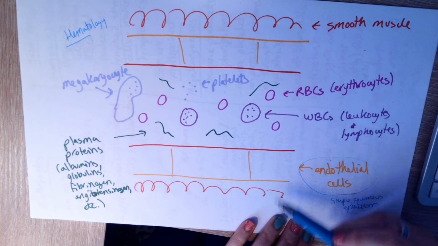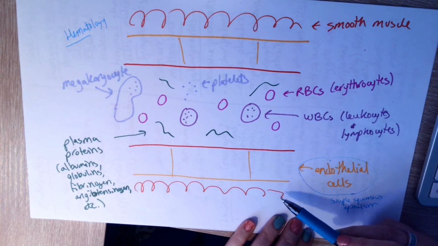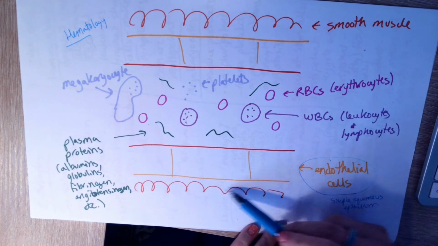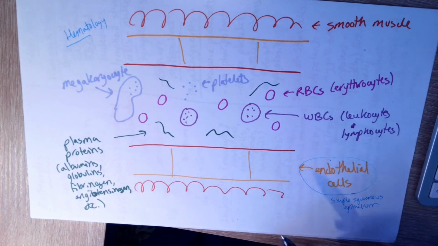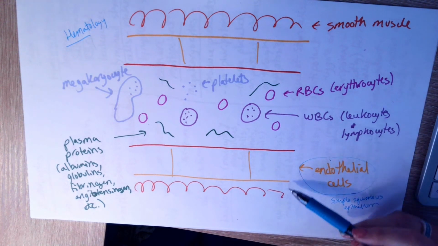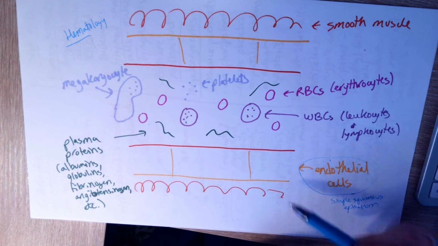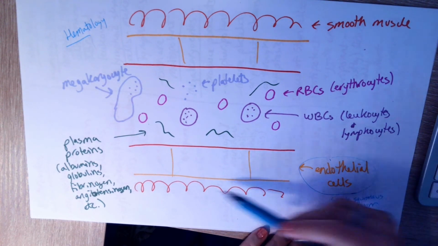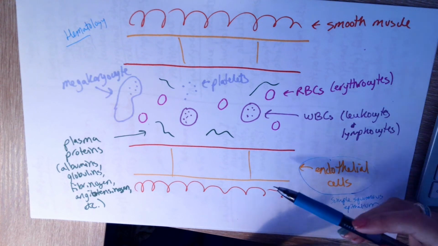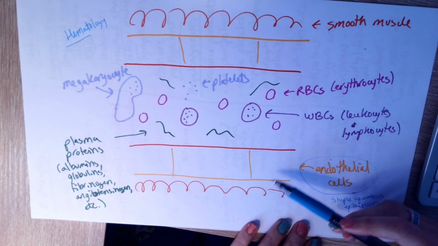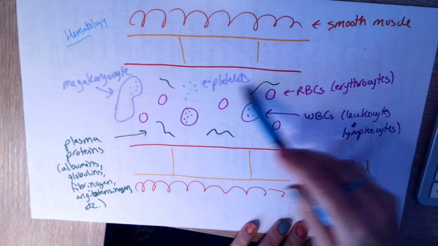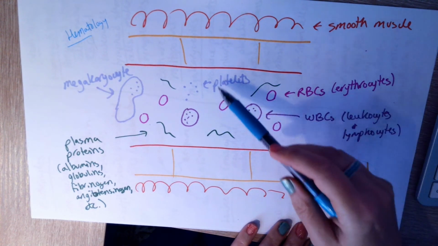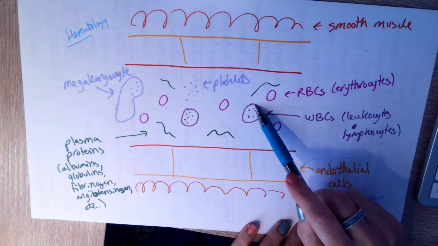Then outside of that, you'll have some smooth muscle. Maybe if it's an artery, there'll be an elastic membrane here. Then outside of that, you'll have some connective tissue, maybe another elastic membrane, and so on and so forth. You'll have varying degrees of these layers around the actual lumen of the blood vessel. When I say lumen, I mean the center, like what's inside the tube itself.